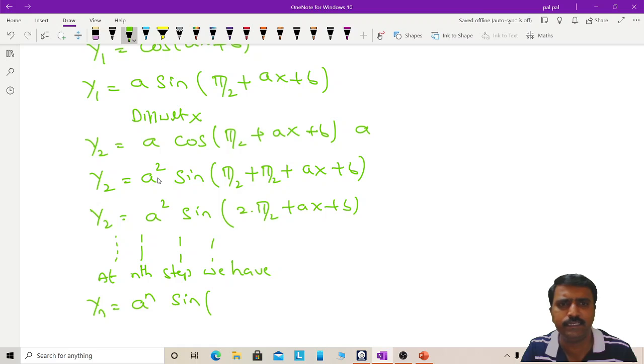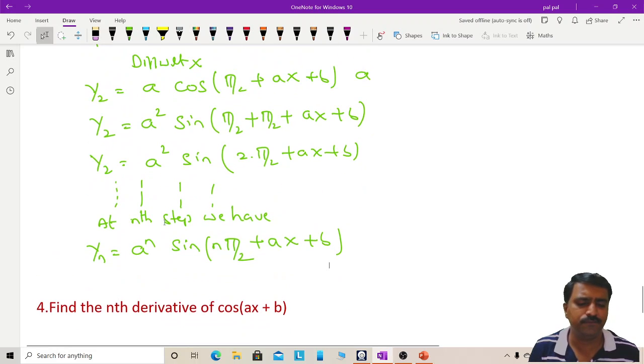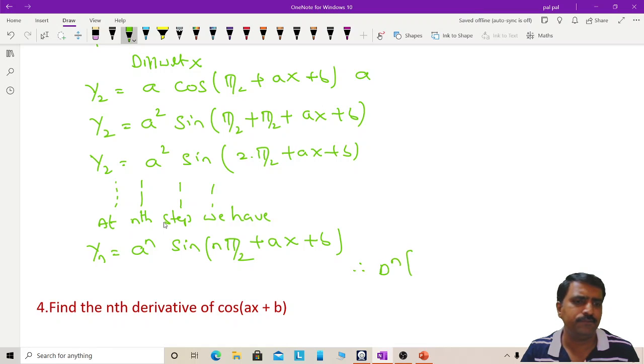In y1 it is 1 into 90. In y2 it is 2 into 90. So in yn what happens? It is n into 90, n into 90 plus ax plus b. So this is the nth differentiation of sine ax plus b. Therefore the nth differentiation of sine ax plus b is equal to a to the n into sine of n pi by 2 plus ax plus b.